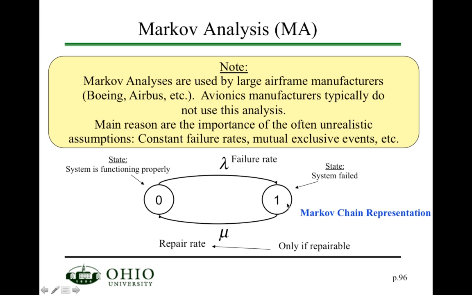At the same time, of course, if you're in a failed state, how do I get my system to be working properly again? By repairing it. So there's also a repair rate that I defined here, which we talked about really quickly earlier. So there will be transitions from a system failed state to a system functioning properly state at a rate of mu. This is a very simple Markov analysis diagram.